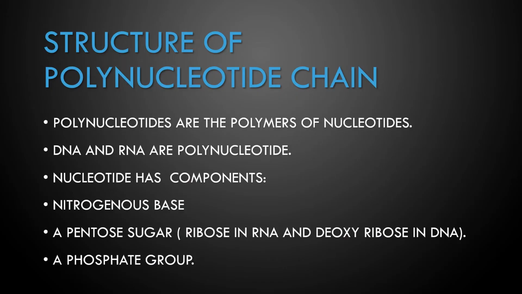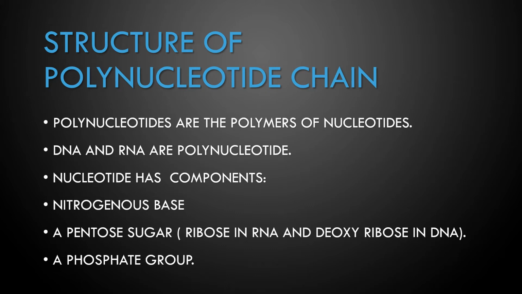So we will begin with the polynucleotide chain. We have to know the poly as well as the nucleotide chain. When we say poly, it means polymer. It is a polymer of nucleotides. So DNA and RNA both are polynucleotides, meaning polymers of nucleotides.